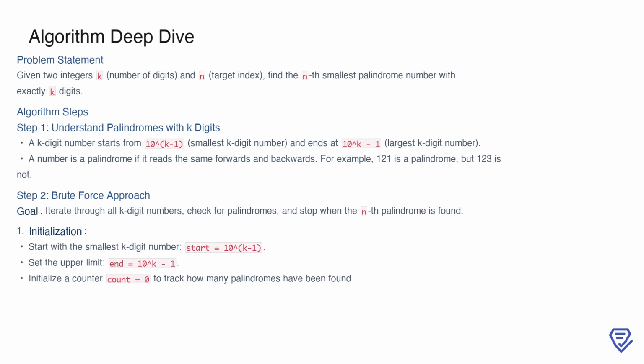One straightforward way to solve this problem is through a brute force approach. Here, we iterate through all possible k-digit numbers, checking each one to see if it's a palindrome. We keep track of how many palindromes we've found and stop once we reach the nth palindrome. To begin, we initialize the starting point as the smallest k-digit number, the endpoint as the largest, and a counter set to 0 for tracking our progress.